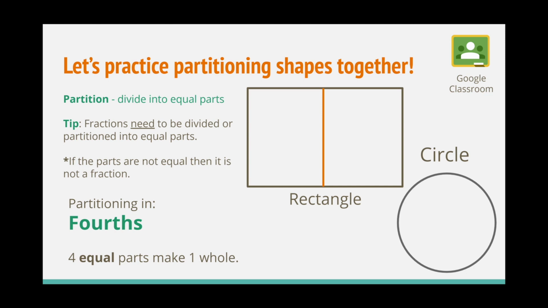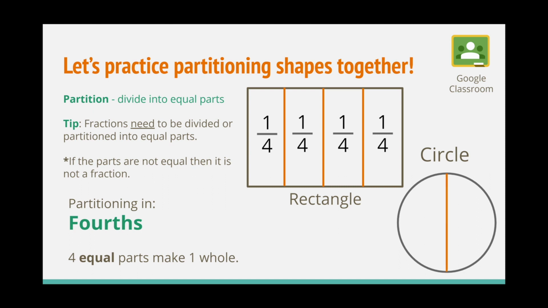I'm going to draw the rectangle in half to start. Then I'm going to partition those halves in half again. So that one's in half. 1/4, 1/4, 1/4. So I have 4 equal parts. They're all 1 out of the 4 parts. Now the circle, I'm going to cut it in half, or partition it in half. Then I'm going to partition it in half again. So now I have 4 equal parts. 1/4, 1/4, 1/4, and 1/4.